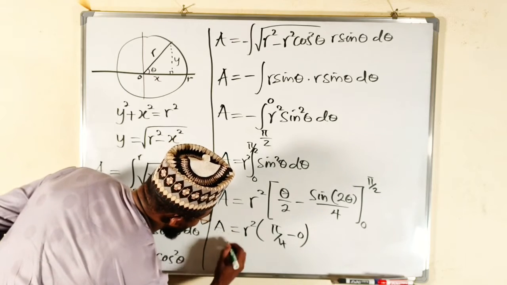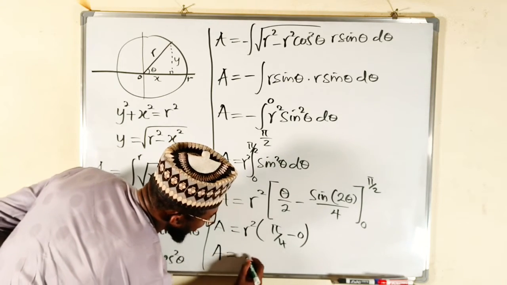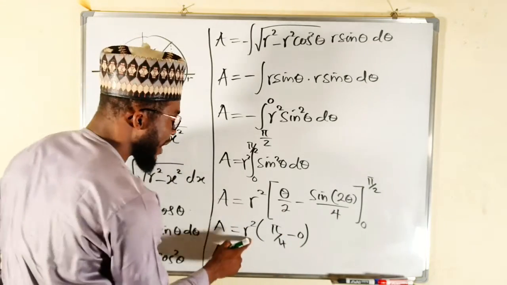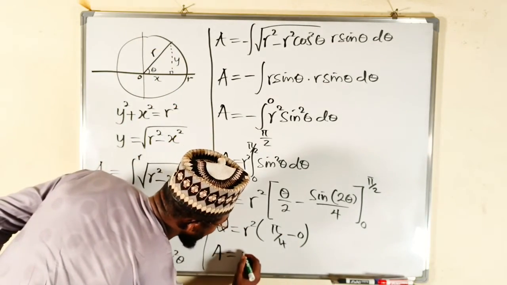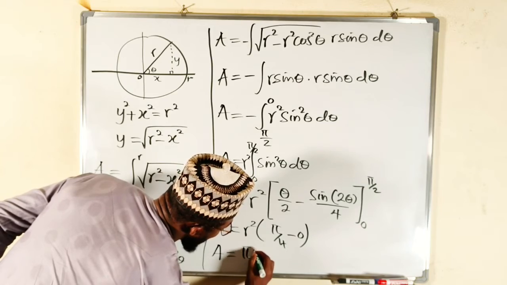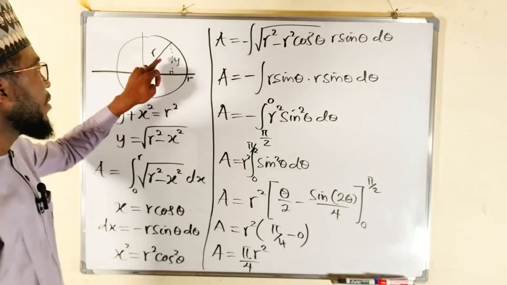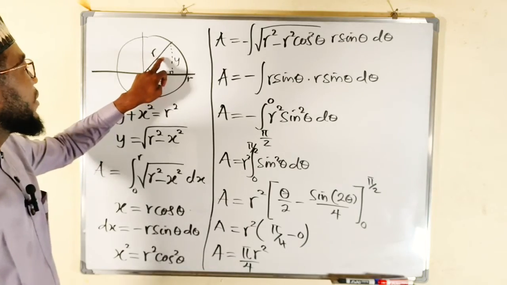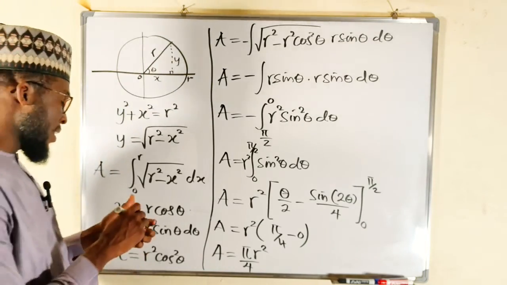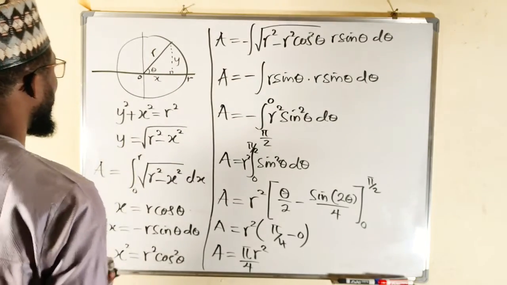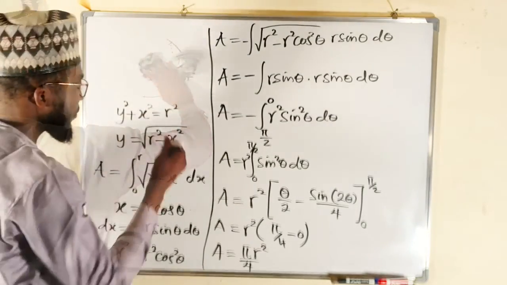So our area for the first quadrant is equal to pi over 4 minus 0, which is still pi over 4, times r squared. So that is pi r squared divided by 4. This is our area of this region alone. But since we are looking for the entire 4 quadrants, we have to multiply by 4. So let me do that right here.